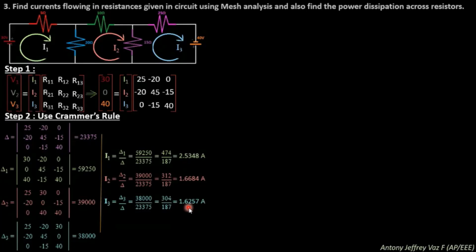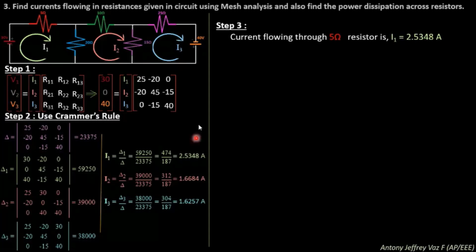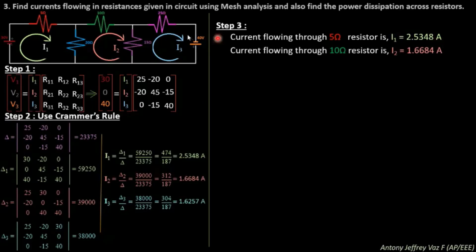Next, what we are going to do is write the currents. The current flowing through the 5 ohm resistor is I1, which is nothing but 2.5348 amperes. Then the current flowing through the 10 ohm resistor is 1.6684 amperes, and the current flowing through the 25 ohm resistor is I3, which is nothing but 1.6257 amperes.